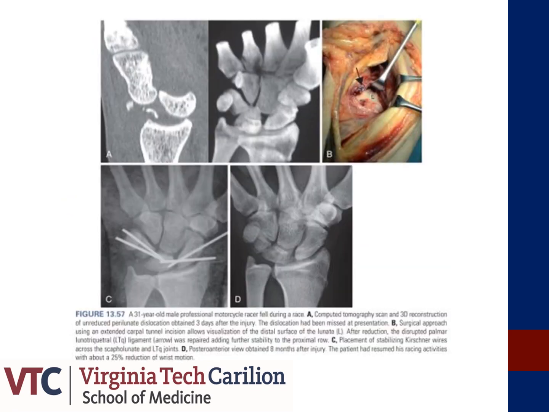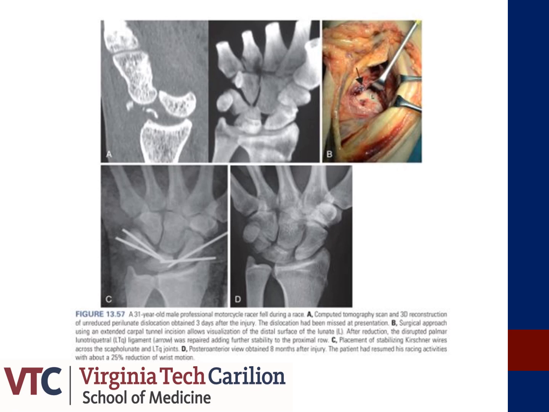The images provided here demonstrate a lunate dislocation. The reason it's classified as a lunate dislocation is because the lunate is not within the fossa. If the lunate was within the fossa, then it would be a perilunate dislocation. Images B and C demonstrate the intraoperative findings followed by the postoperative stabilization, and image D demonstrates the patient 8 months after injury.